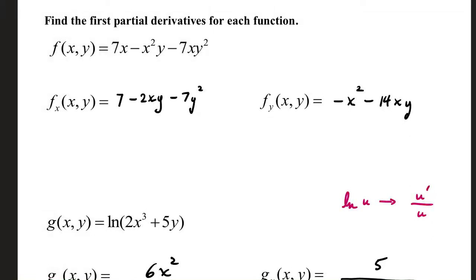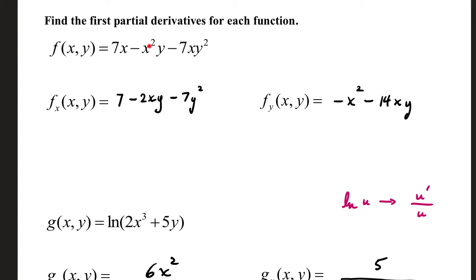Find the partial derivatives for each function. We have a two-variable function defined as 7x minus x squared y minus 7xy squared. First, let's take a partial derivative with respect to x. Beginning with your first term, the derivative of 7x is 7.